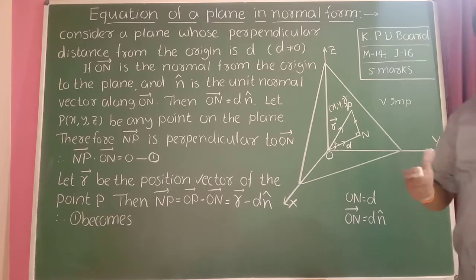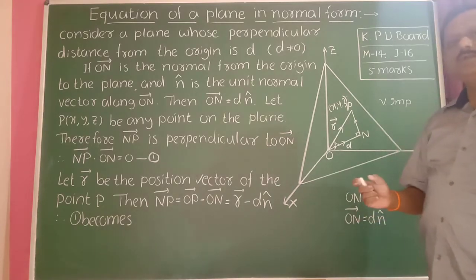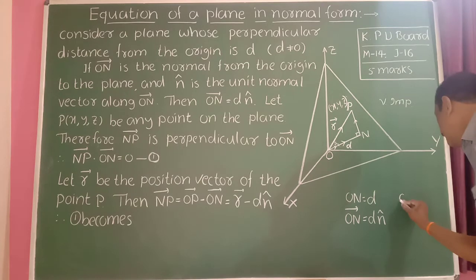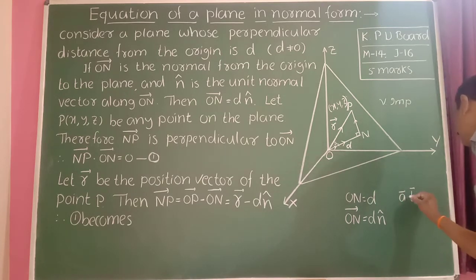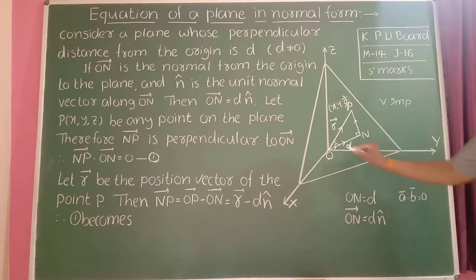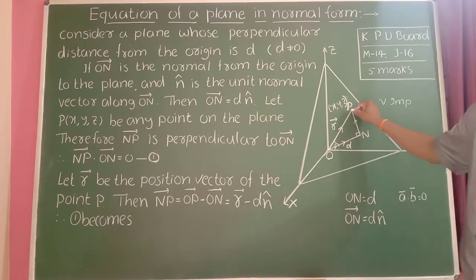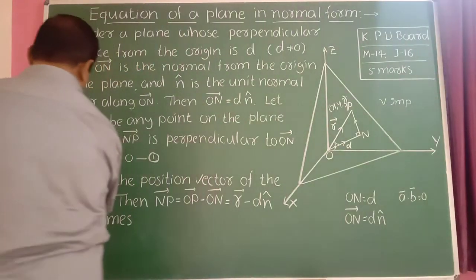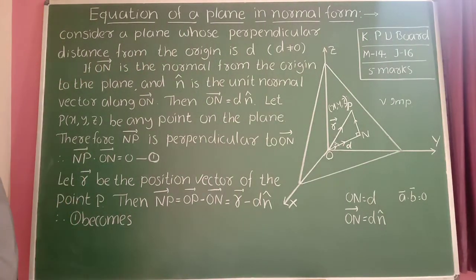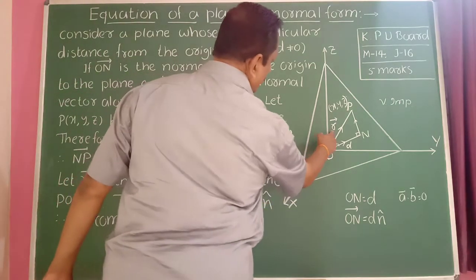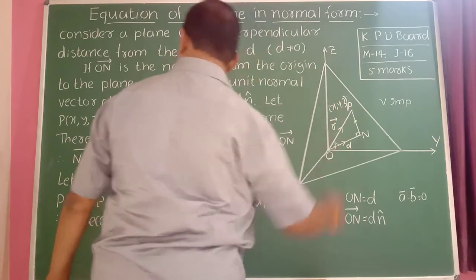Two vectors are perpendicular if the dot product is 0. If A bar dot B bar is equal to 0, then only the two vectors are perpendicular. ON is one vector, NP is another vector, and their dot product is 0. NP dot ON is equal to 0. Let R bar be the position vector of the point P.